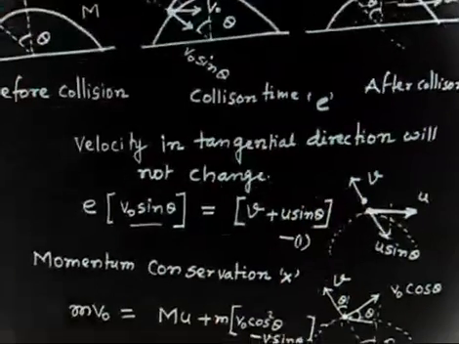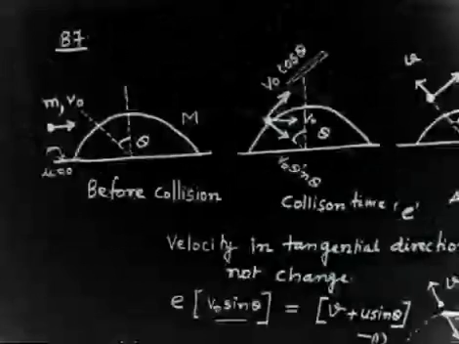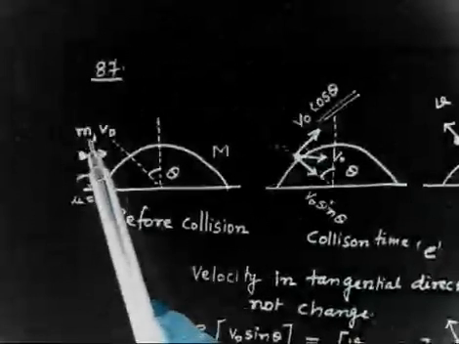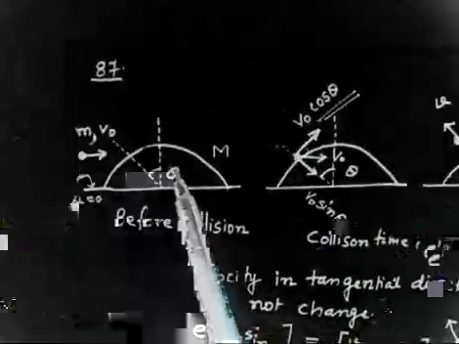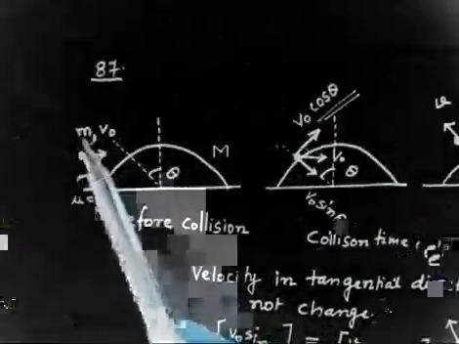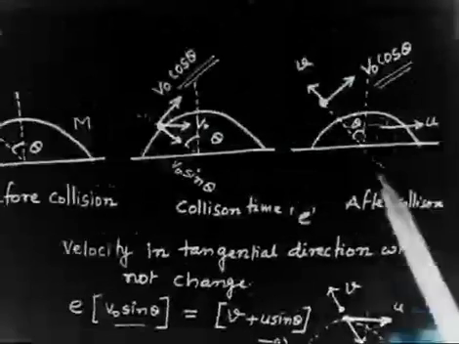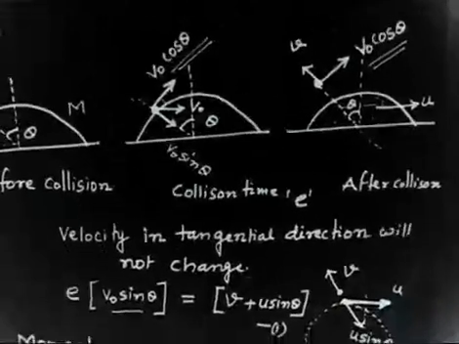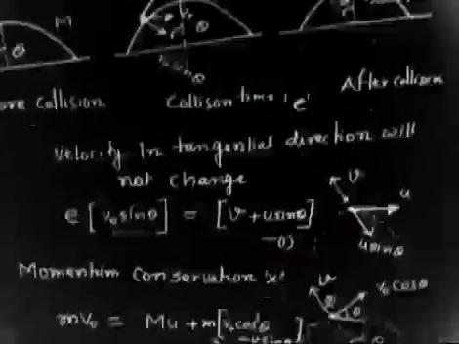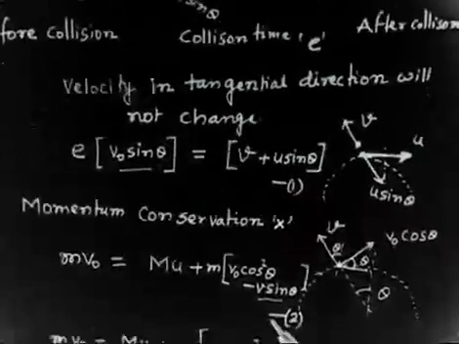Let me write the second equation. What is the initial momentum in the x direction? Initially this mass is going with velocity v naught, and the mass is m. The hemisphere is at rest, so there is only initial momentum m v naught. Finally, the bigger mass is going in this direction at speed u, so it will have capital M into u as its momentum.